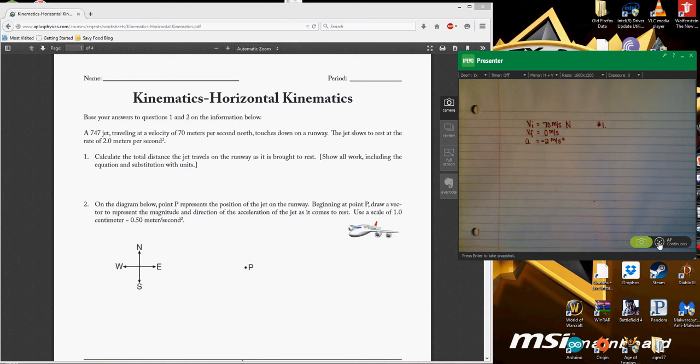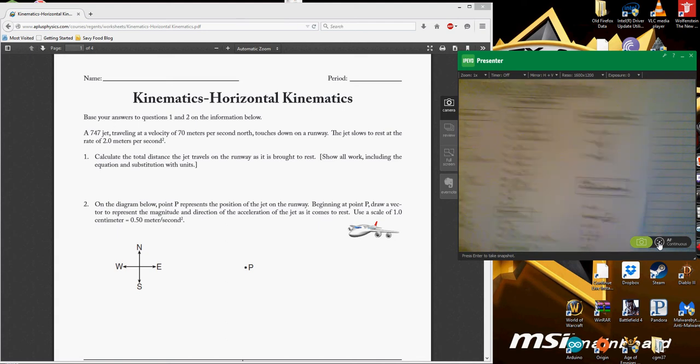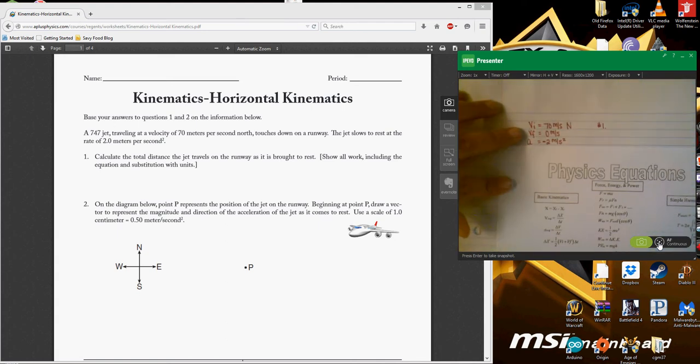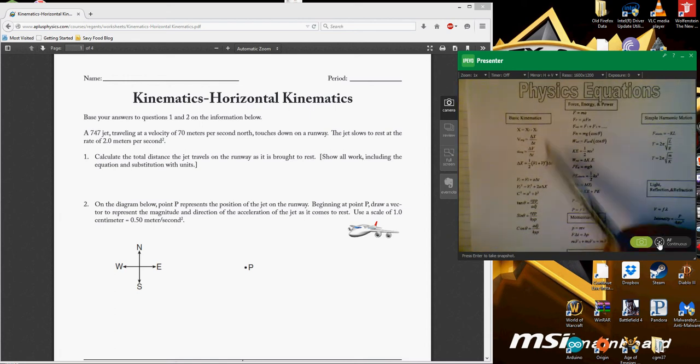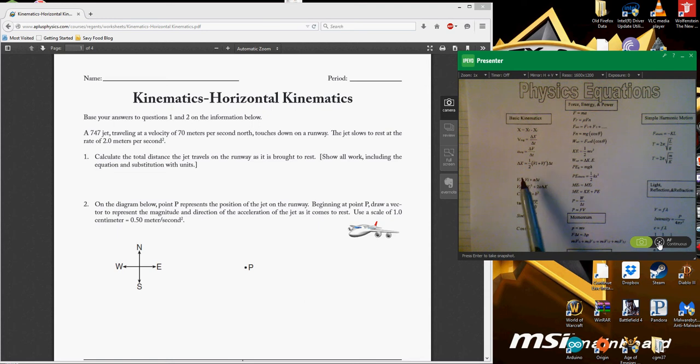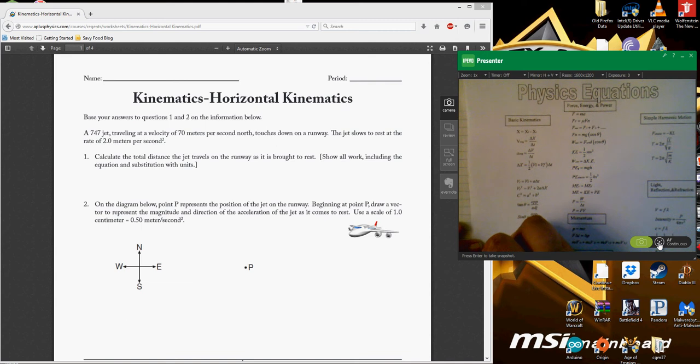And so, for number 1, it says to calculate the total distance the jet traveled on the runway as it is brought to rest. Show all your work. So if we go back to our equations, we know what we have. We have initial velocity, final velocity, and acceleration. The one thing that we don't have is the time, but we need to figure out the distance. So if I look at my basic kinematics section, I'm looking for something that has the variables of final and initial velocity, and also has acceleration, but is able to give me distance.